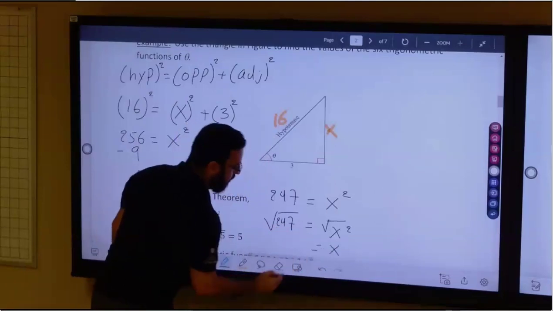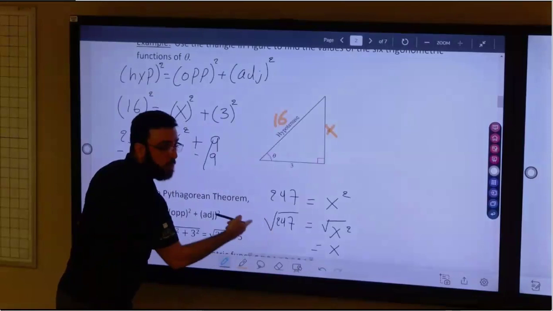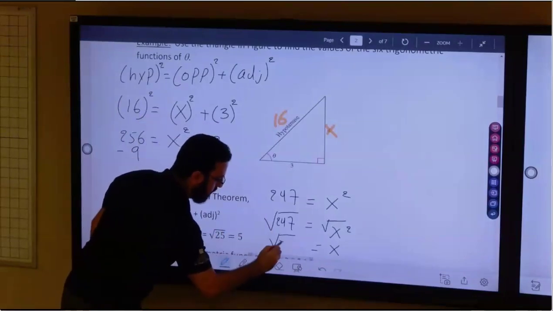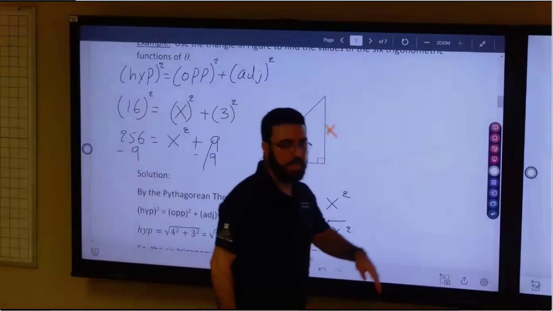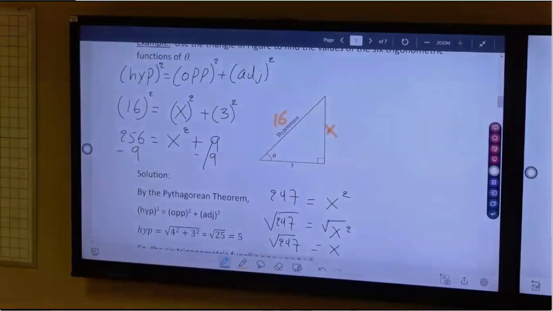So X is going to be equal to the square root of 247. If there is no perfect square root, just keep it like this. You don't have to simplify it. If the square root of this number is a decimal number when you plug it in the calculator, don't simplify it. Just type it like this, because of the scientific calculator.